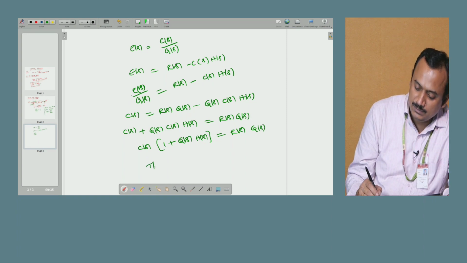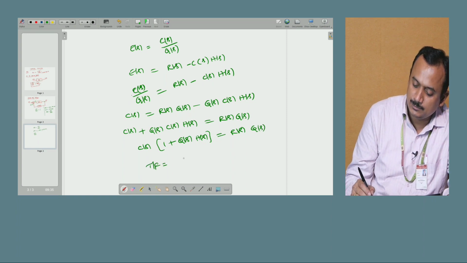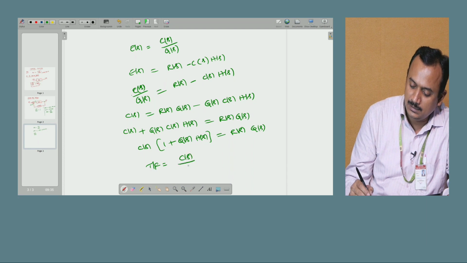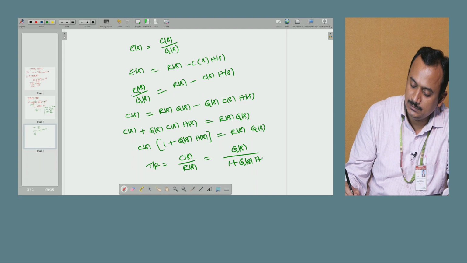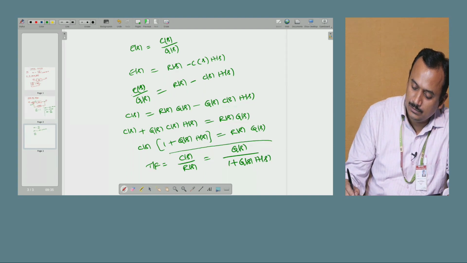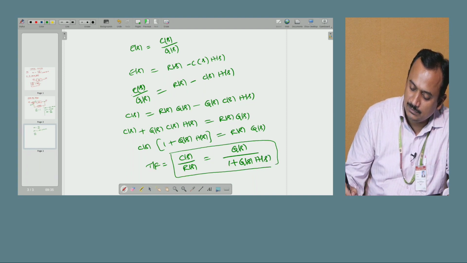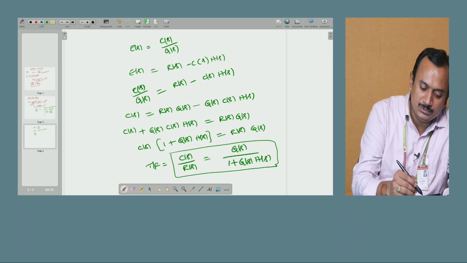Now what is the transfer function? Transfer function is the Laplace transform of output, that is C of S, and the Laplace transform of input, that is R of S, which is equal to G of S by 1 plus G of S into H of S. Now this is the transfer function of a closed loop system.